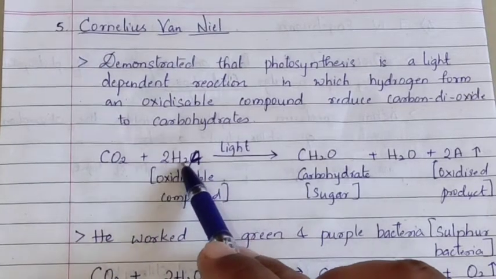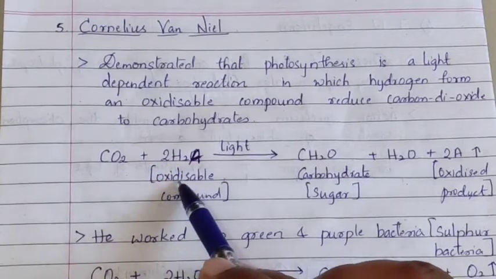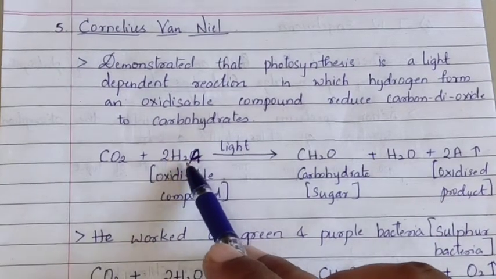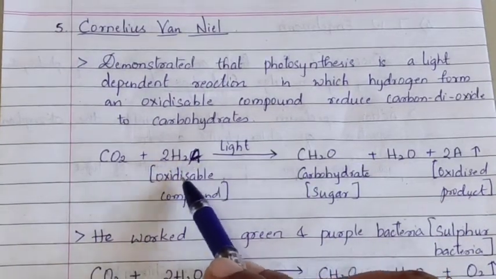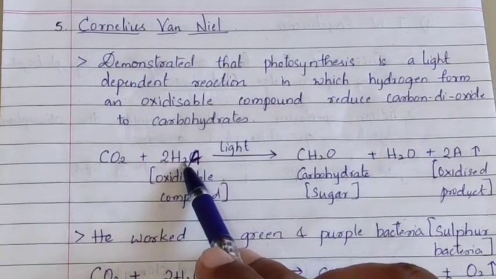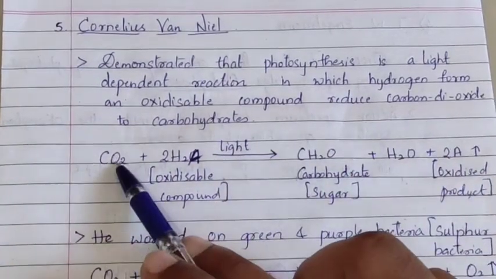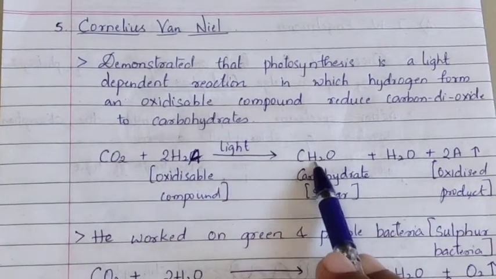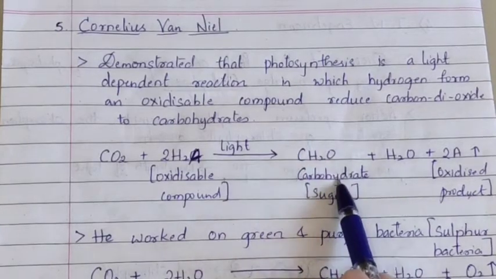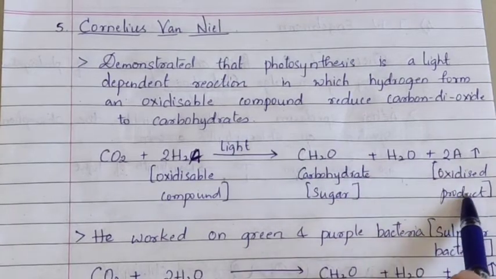The oxidizable compound here is H2A. This is not a particular compound, it is just a general formula for any oxidizable compound. It could be water, that is H2O, or it could be hydrogen sulfide, that is H2S. So here we have not mentioned it particularly, but it is a general oxidizable compound. Basically, the hydrogen present here is going to reduce carbon dioxide in the presence of light, converting it into CH2O, that is carbohydrate, a sugar. The CH2O represents the carbohydrate, right? And as a byproduct, water and the oxidized product are also released.